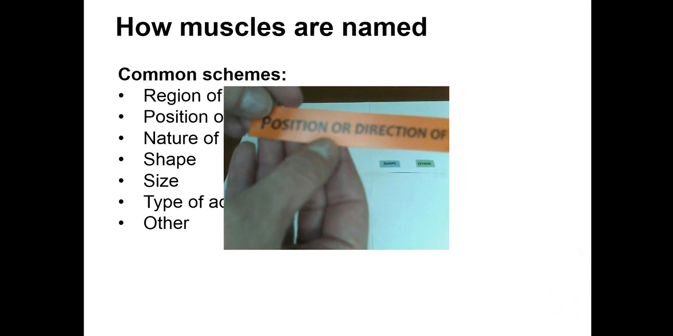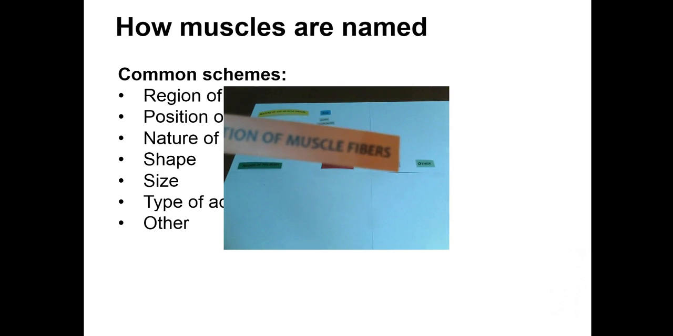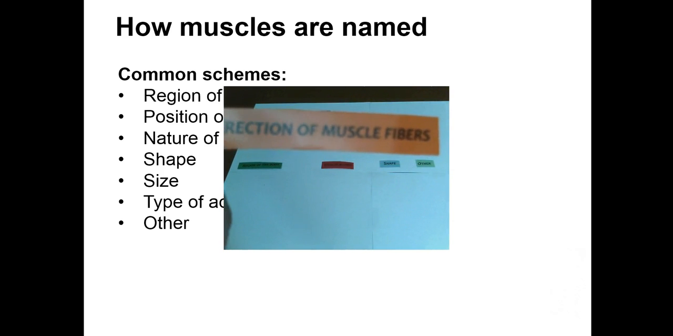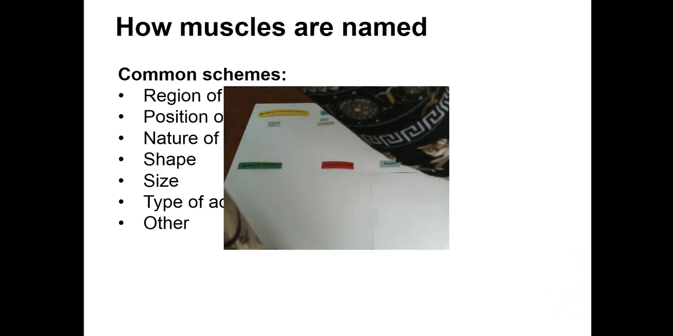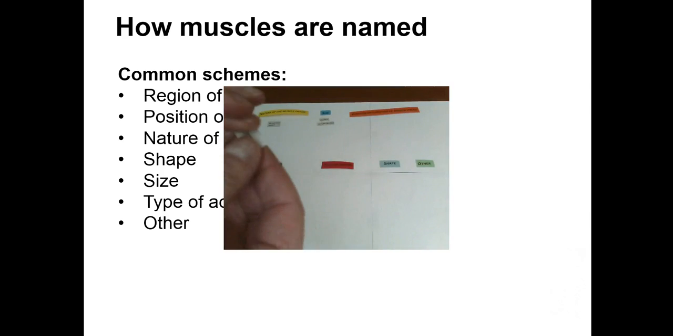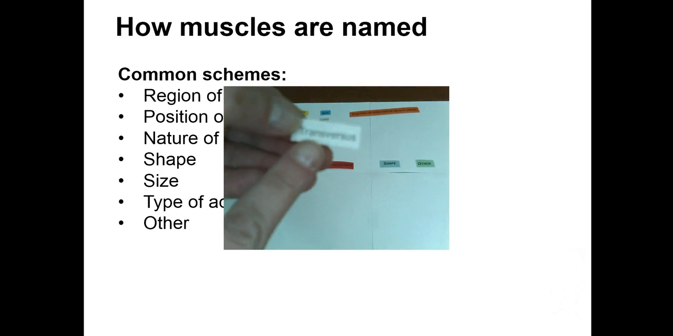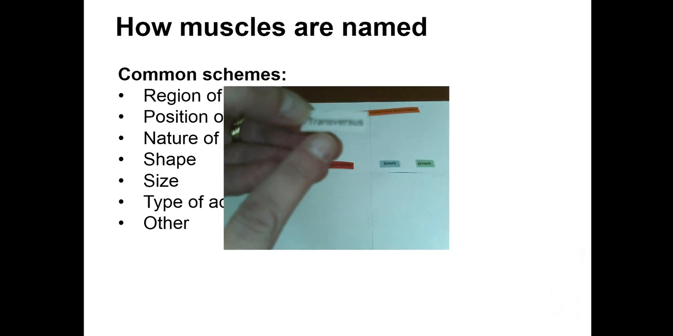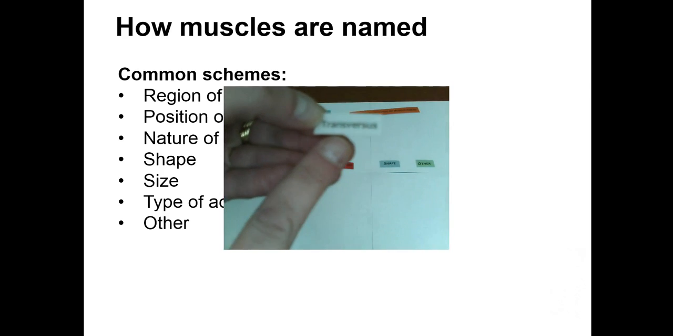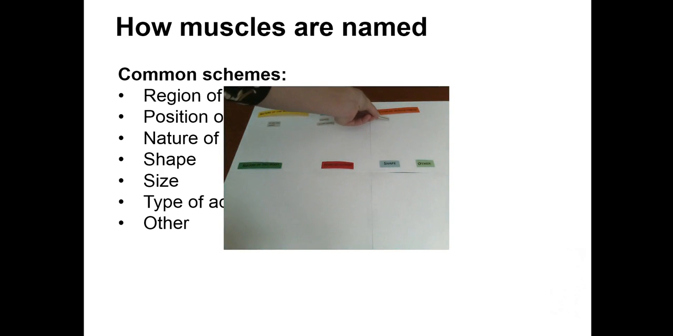Now this right here says position or direction of the muscle fibers, or you could think of it as the muscle fascicles. Okay. So we already talked about one example, but here we have it. A muscle that has the name transversus. Well, that means those fibers are going to run in the transverse plane, and so we put it here.